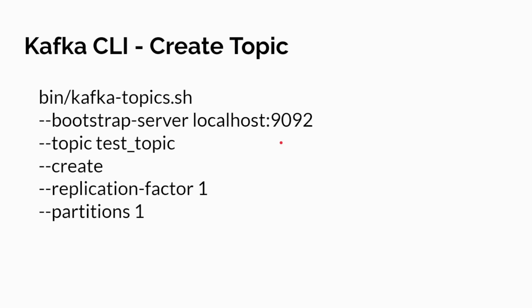Now let's see one example of create topic, one sample command here. So we are using kafka-topics.sh, this shell script, and second is bootstrap server. These two parts we discussed right now. Then we want to create a topic, so topic and topic name. Topic name is test_topic. What we want to do, we want to create. Then replication factor I have given as 1, partition as 1. So it will create this test topic.